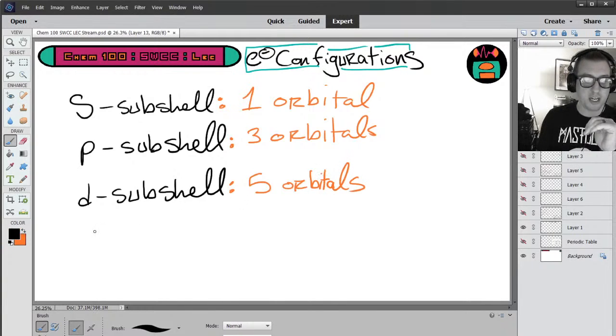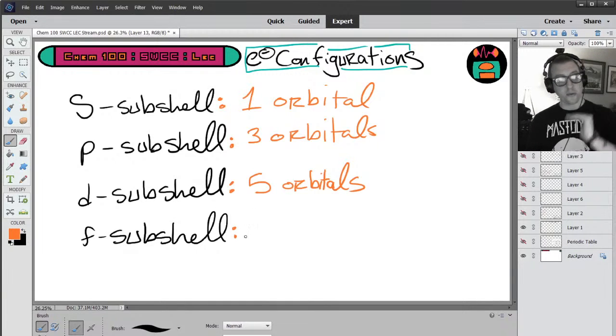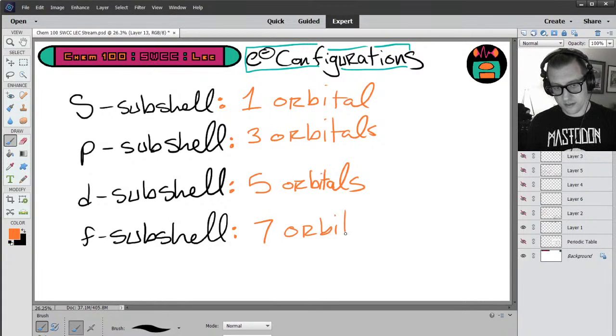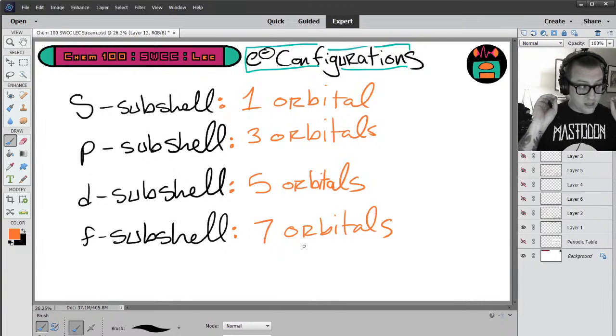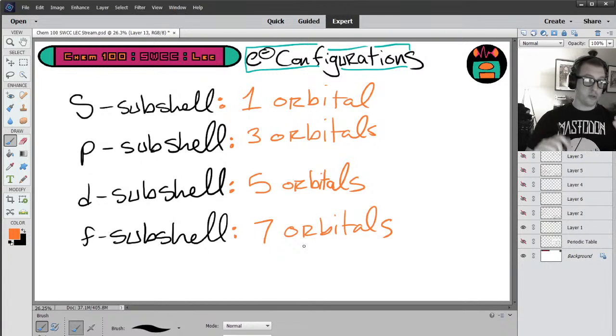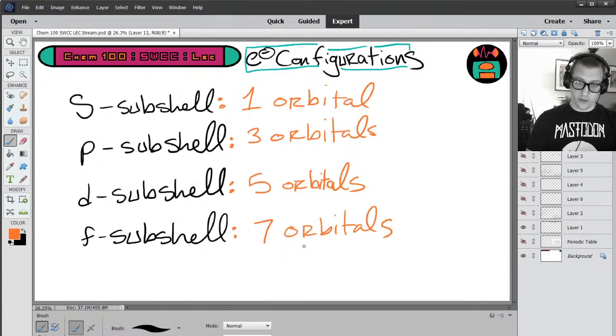Again, I'm not going to test you on the F subshell. You're not going to do any examples or problems with it, but just for completeness, I'm sure you can see the trend: 1 orbital, 3 orbitals, 5 orbitals. The next one's also going to increase by 2. There are 7 orbitals on the F subshell. So it doesn't matter which energy level or shell you're dealing with. The S subshell will always have 1 orbital, P will always have 3, D will always have 5, F will always have 7.